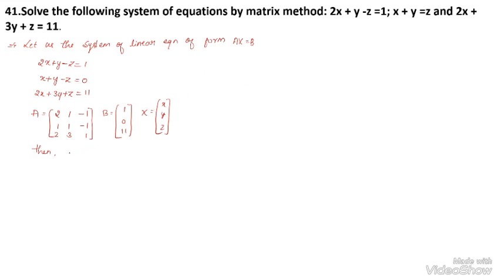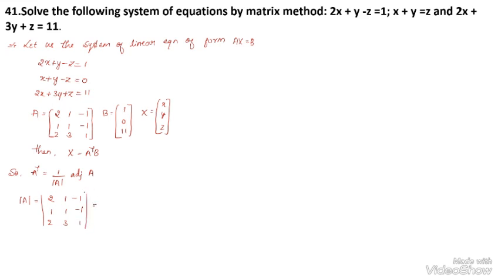By using the system of equations Ax equals b, then x is equal to A inverse b. So first I have to find the A inverse. What is the formula for A inverse? That is 1 divided by determinant of A into adjoint of A. First, I can find the determinant of A. That is 2, 1, minus 1, 1, 1, minus 1, 2, 3, 1.